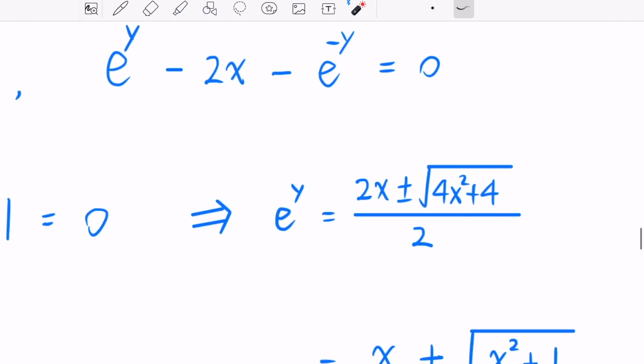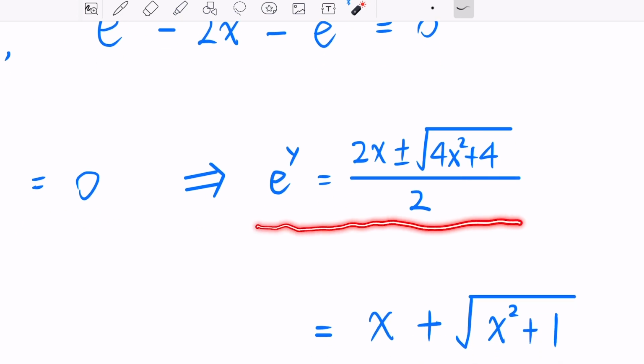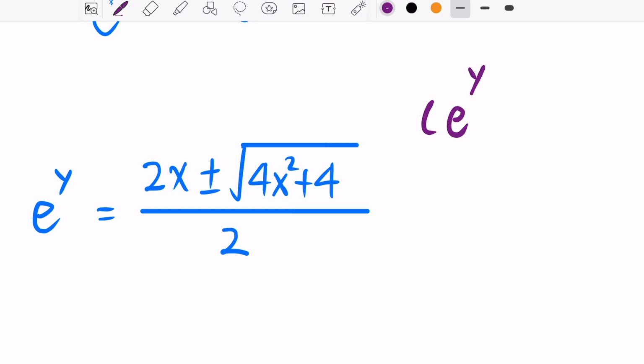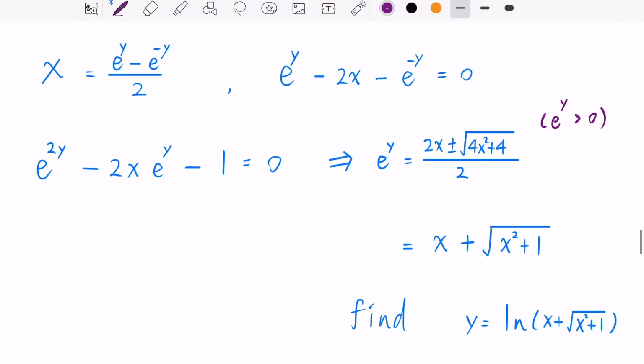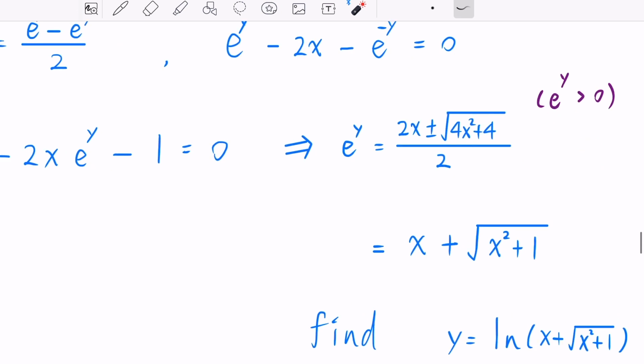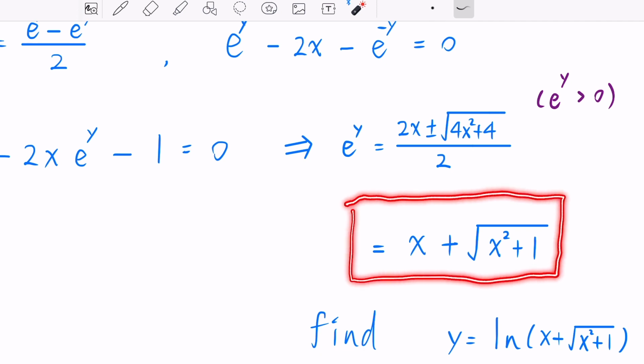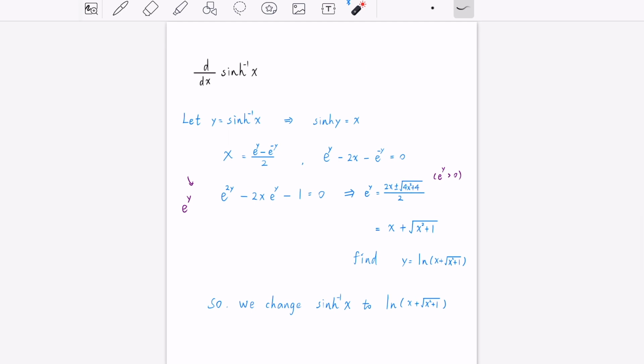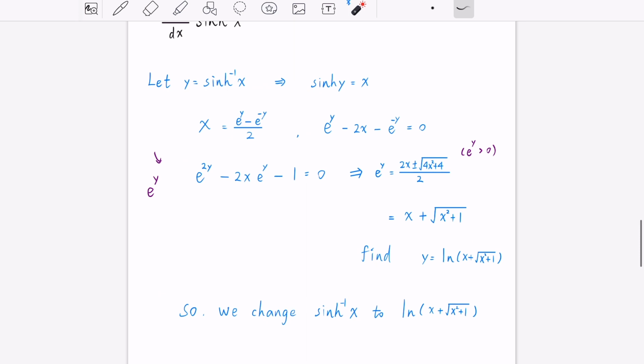By the methods we have all learned before, we can find the root. Here we have to be careful, because we know that e to the power y should be bigger than 0. So here we have the answer: x plus the root of x squared plus 1. This is the answer. Then we take the natural log, and we'll solve that y equals the natural log of the formula. It's the same, just put it inside. Okay, so we have finished the transform. So we say the inverse of hyperbolic sine x is like this. We make it into the form of natural log.